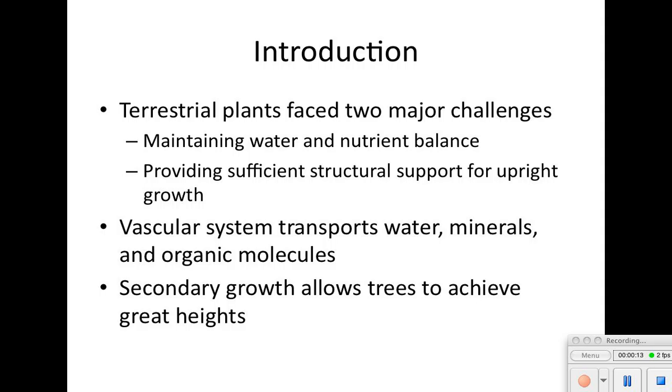Remember, terrestrial plants had to overcome many challenges, and the two big ones were maintaining water and nutrient balance, and then finally structural support for upright growth. And so the vascular system solves these two challenges. It helps transport water, minerals, organic molecules, sugar, and then we also have secondary growth going on, so that plants can grow in width and provide structure so it can grow up to obtain more sunlight for photosynthesis.